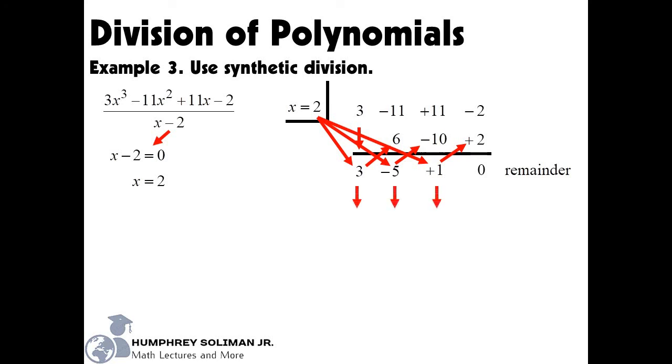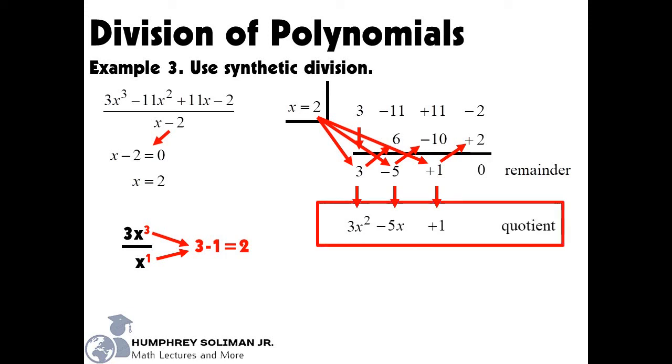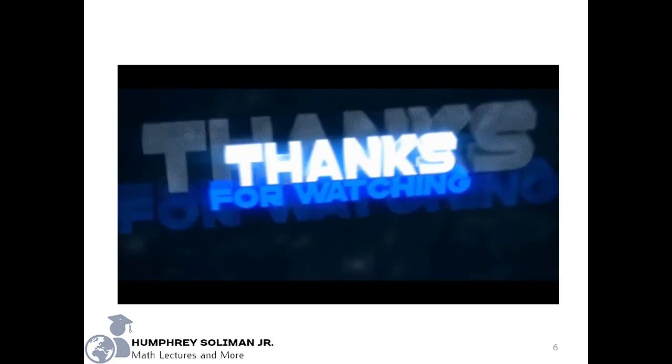For our final answer, we have the degree of our numerator, 3, and the degree of the denominator, 1, this will give us a quotient with a degree of 2. So the answer is 3x squared minus 5x plus 1. I hope this video helped you learn about division of polynomials using the division algorithm and synthetic division.